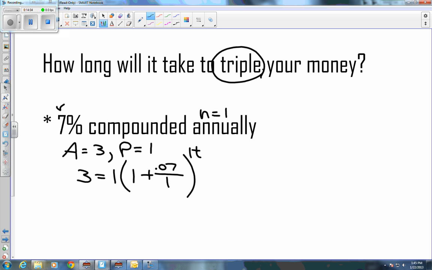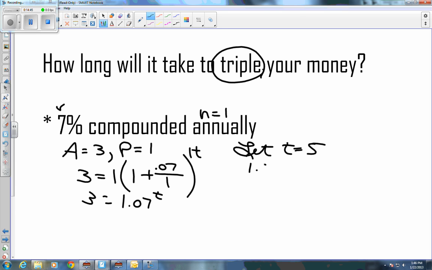T is time, that's what I'm looking for. So let's simplify this: 1 plus 0.07 times 1 is 1.07, to the T power, is equal to 3. Right at this moment, we do not have everything we need to solve this. Before this chapter's over, you will. But right now, we're going to do a little guess and check.